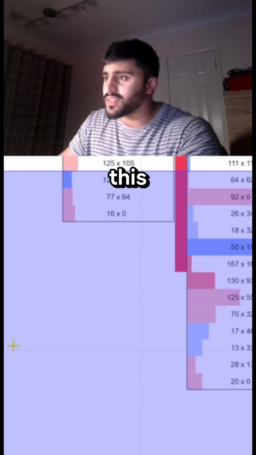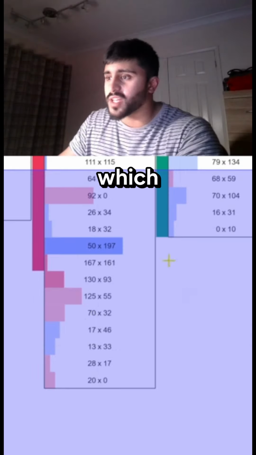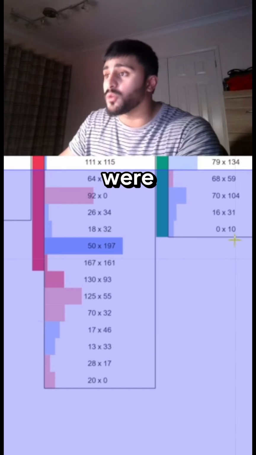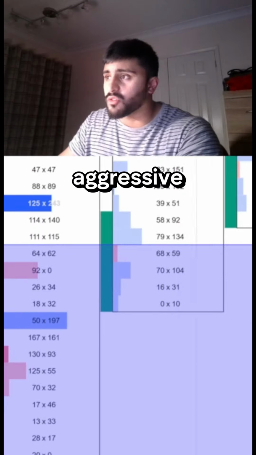Now, in this case, this was a very, very large wick to the downside, which has a lot of aggressive sellers that were not being rewarded. And then we were met by aggressive buyers.